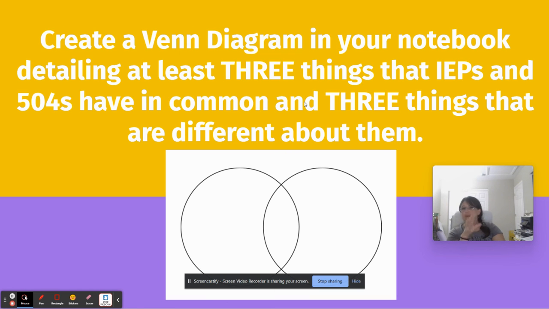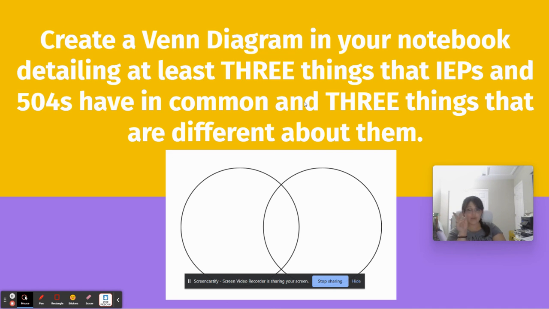And then finally, this is the 10th thing that you are going to add. At the bottom of whatever page you're on, that you might have taken 2 pages to do these notes, you might have only taken 1. If you have room, or wherever you have room, you're going to create a Venn diagram, just a 2-circle Venn diagram, so that you can identify at least 3 things that IEPs and 504s have in common, and 3 things that are different about them.